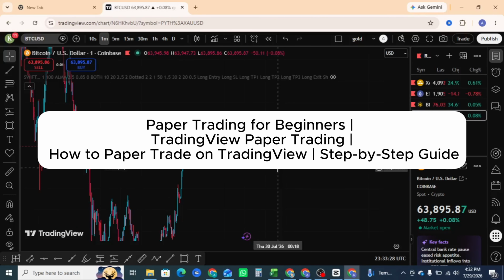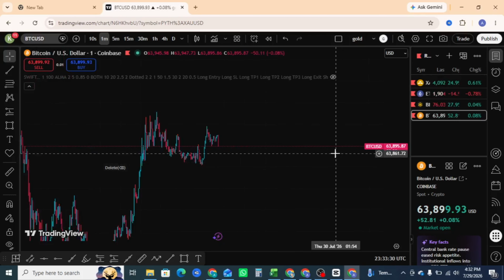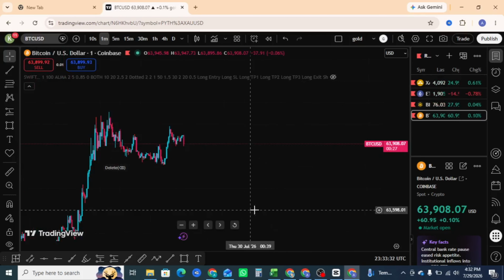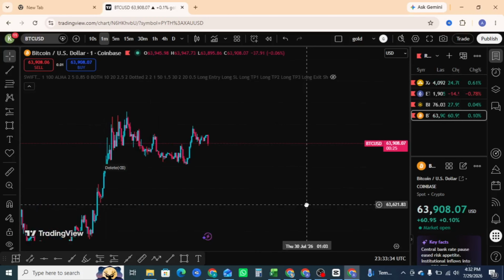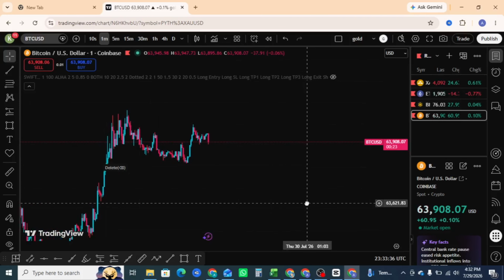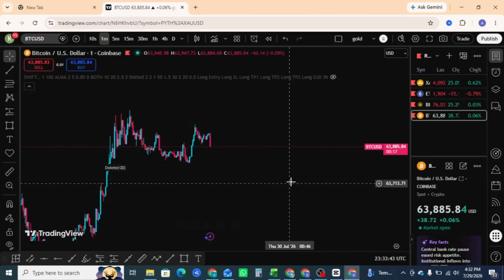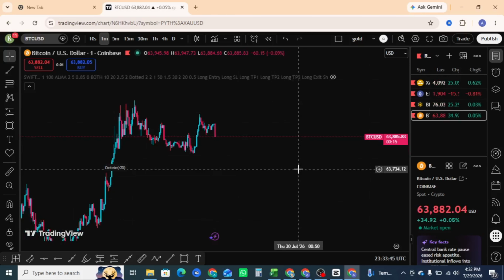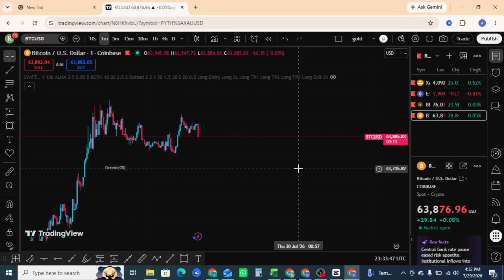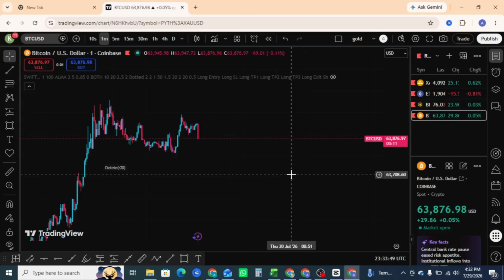Paper trading for beginners, TradingView paper trading, how to paper trade on TradingView: step-by-step guide. In this video, I am going to teach you how to start paper trading on TradingView step by step. If you're new to trading, paper trading is one of the safest ways to learn because you can practice with virtual money instead of risking your real funds.